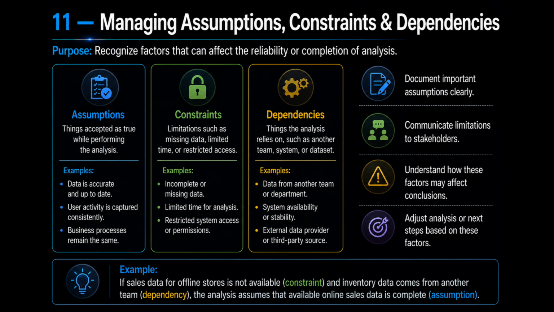For example, if offline sales data is unavailable, that is a constraint. If inventory data comes from another team, that is a dependency. And if we consider the available online sales data to be complete, that becomes an assumption. These factors should always be documented clearly and communicated to stakeholders, because they can directly affect our conclusions and next steps.